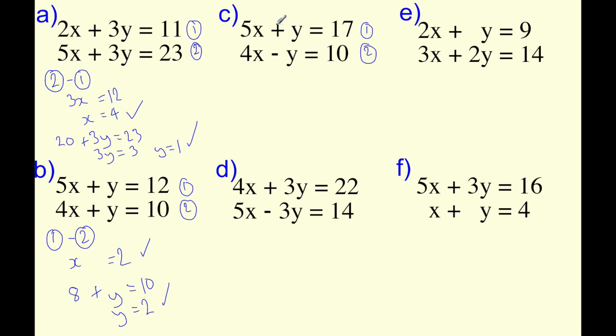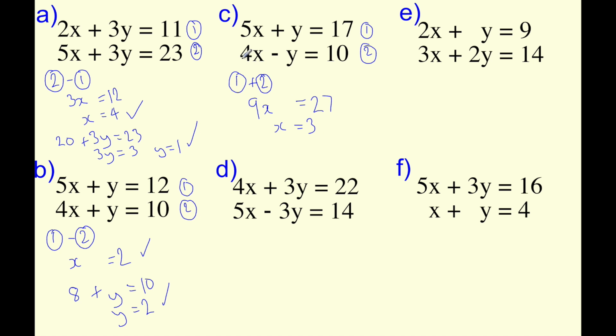This time we have a plus y and a subtract y. So we're going to have equation 1 plus equation 2, because when we're adding these together, we'll eliminate the y's. So we have 9x, 5x plus 4x is 9x. We have a y plus a negative y will equal 0. And then we've got 17 plus 10 is 27. So we've got 9 lots of x is 27. So 1x will equal 3.